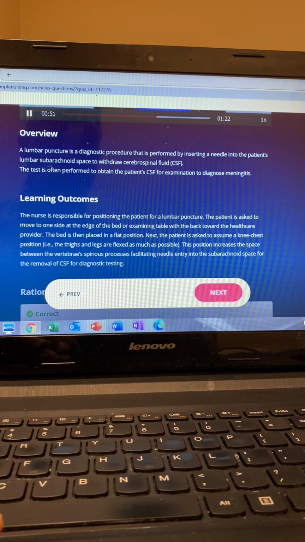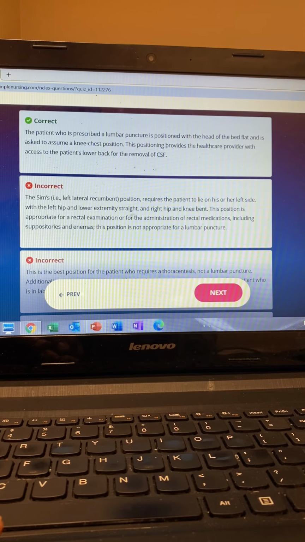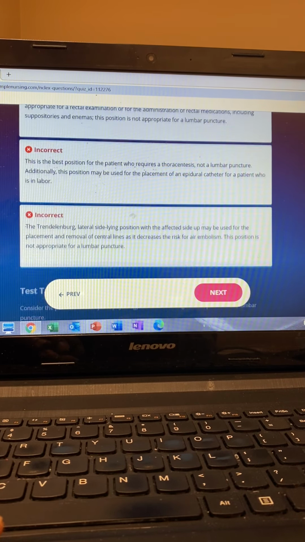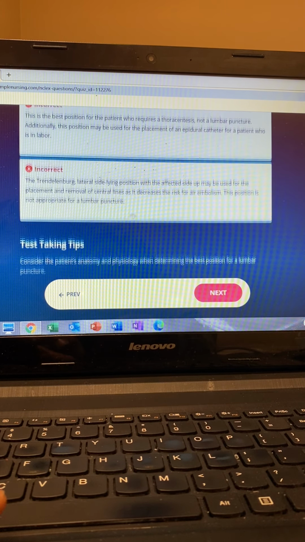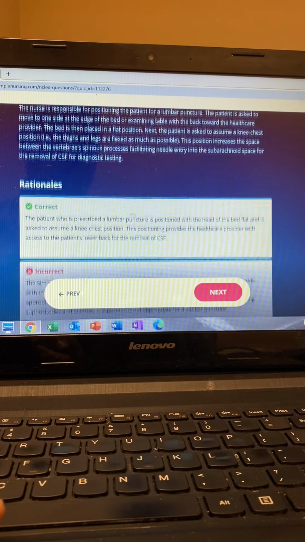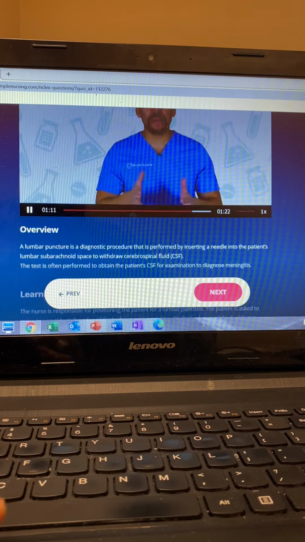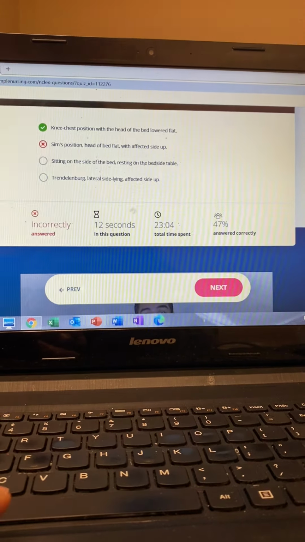Sims doesn't give the best access to the lumbar area. Option 3, sitting on the side of the bed and resting on the table, is not the best access. And option 4 is also incorrect. Trendelenburg, guys, you're lying flat on your back with your head lower. Not the best access for the lower area of the spine. So the correct option here is that fetal position, side lying with those knees to the chest.